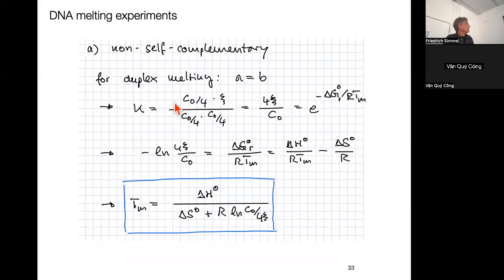And when you insert that into the equilibrium constant, now you get this expression, and that simplifies to this expression here. So here we now have the melting temperature in this Van 't Hoff expression. You can take the logarithm on both sides, and that will give you this expression here, minus ln 4 times psi divided by C0.